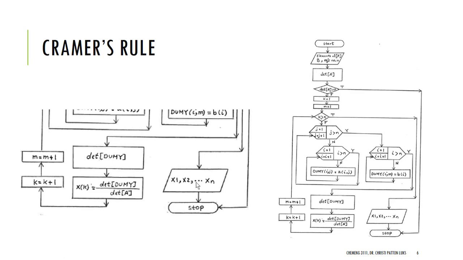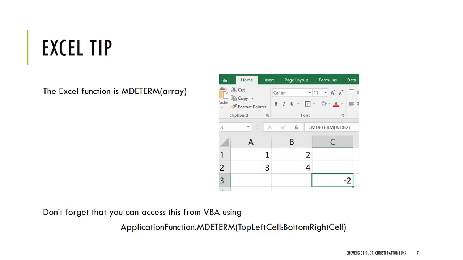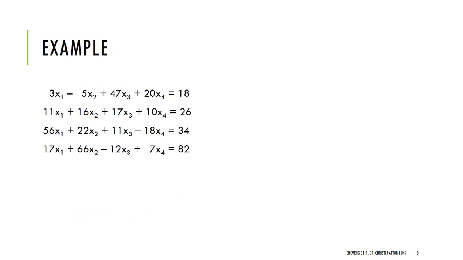Now, I'm not going to have you write this as code to evaluate the determinant because Excel can do this. It is MDETERM. The M at the beginning indicates that it's a matrix operation. So MDETERM, and then we're going to highlight the array enclosed in parentheses. The cool thing is that I can do this from VBA also. Therefore, I really don't need to know how to program the determinant, because within Excel, I can just evaluate a determinant. So let's look at this in practice.